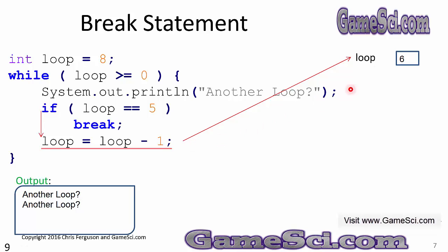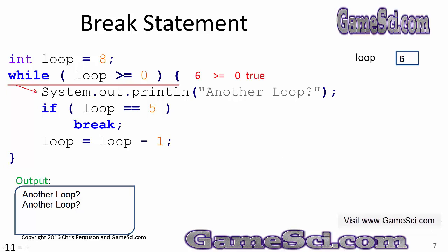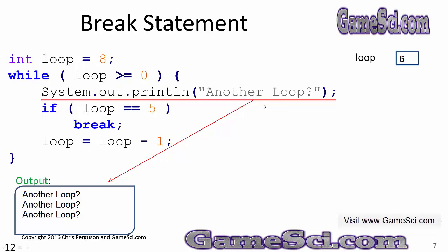Loop equals loop minus 1. We'll take our loop variable down to 6. We'll hit the end of the loop. When we hit the end of the loop, we spin back up to the while statement. When we spin back up to the while statement, we will evaluate the condition once again. Our value in loop is currently 6. 6 greater than or equal to 0 is a very true statement. Nothing controversial about that. 6 greater than 0 is true, which means we are going to enter the while loop once again. When we enter the while loop once again, we print out another loop. For the third time, this prints out onto our console.